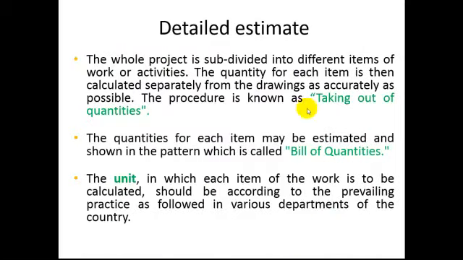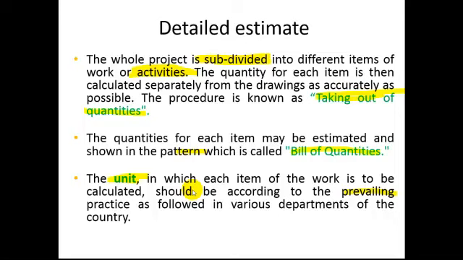Then the process in which we divide the project into sub-activities and the quantities of each activity are calculated separately is known as taking out of quantities, and these quantities are put in a pattern which is known as the bill of quantities, in which the units will be as per the current prevailing practices of construction followed by various government departments in the area.